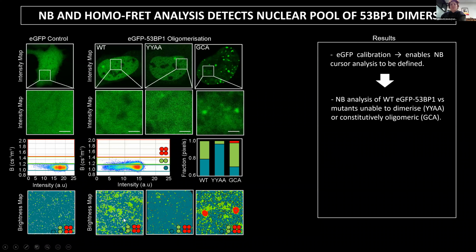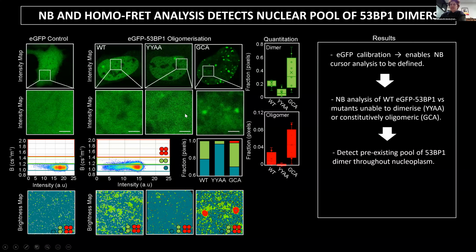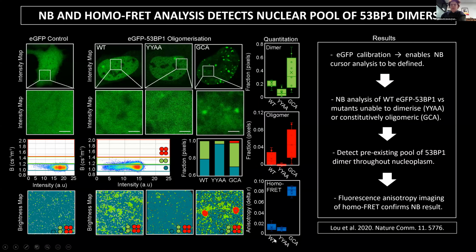And we can also spatially map this throughout the region of interest using these cursors. So teal represents monomer, light green dimer, and red pixels higher order oligomer. So now we've confirmed that 53BP1 is indeed present as a dimer throughout the nucleus, and our dimer mutant indeed inhibits this dimerization, and we can quantify this across multiple cells, and we can confirm this by a HOMO-FRET experiment.